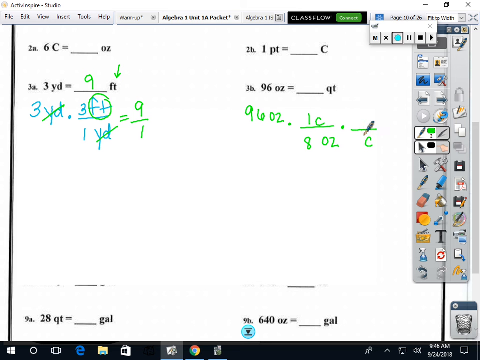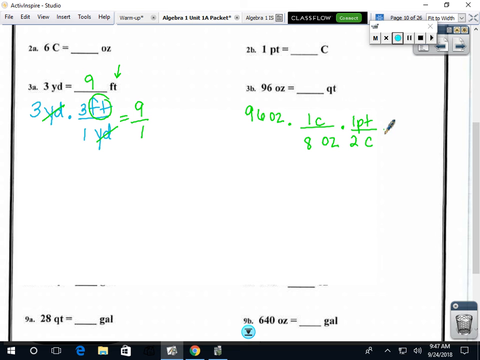Cups. Cups is in top. Cups needs to go on bottom. Do we know anything about cups to quarts? What do we know about cups? Right, 2 cups is 1 pint. So now we need to continue our chain by putting pints in the bottom. Do we know anything about pints to quarts? Right, 2 pints is 1 quart.